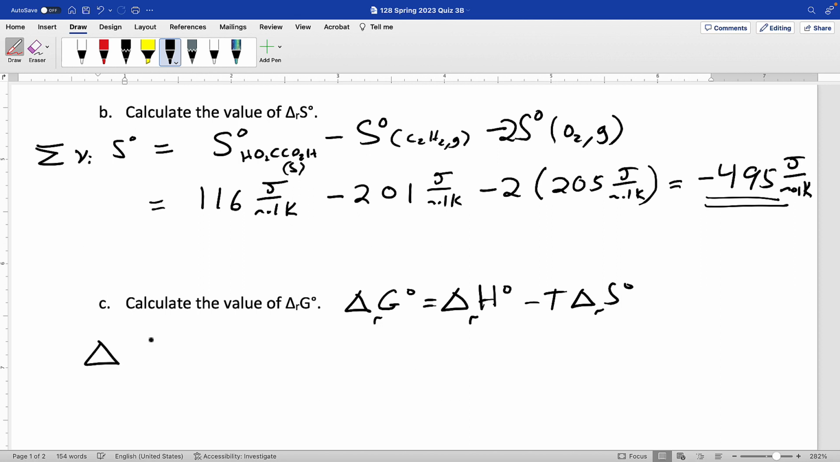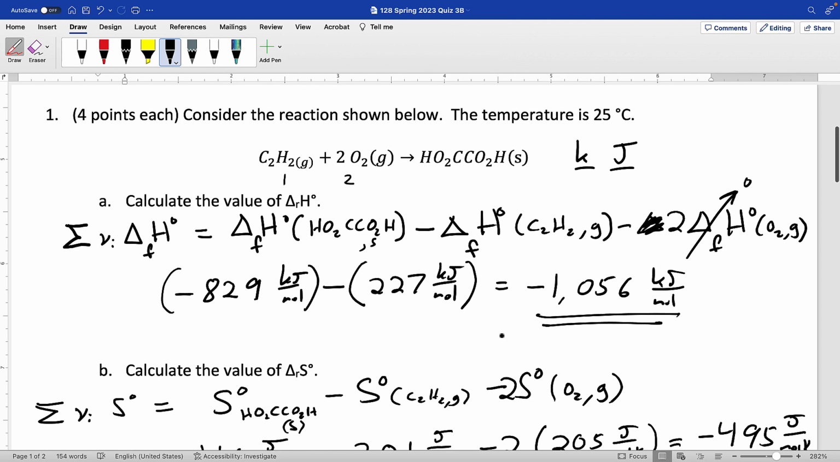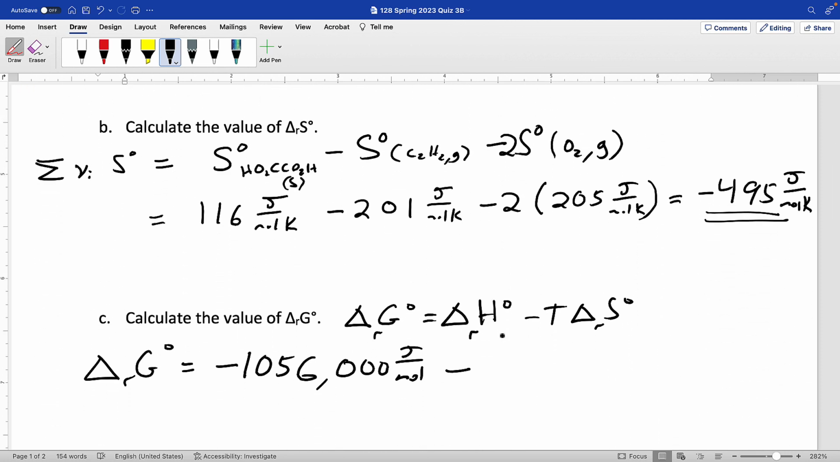Okay, so if we plug in our numbers here, we've got a negative 1056 kilojoules per mole. And what I'm going to do is write that out as joules per mole, and I'll show you why in just a second. So I've got my delta H standard, I've got minus T, and somewhere in here we have the temperature being 25 degrees C. Now, you don't want to write 25 degrees C because we want these units to work out, and entropy has units of joules per mole per Kelvin, not per degree C. So let's put in our kelvins here. We'll convert 25 degrees C to 298 kelvins.